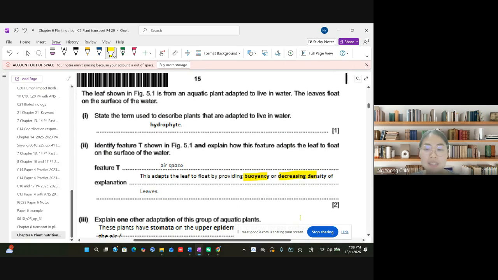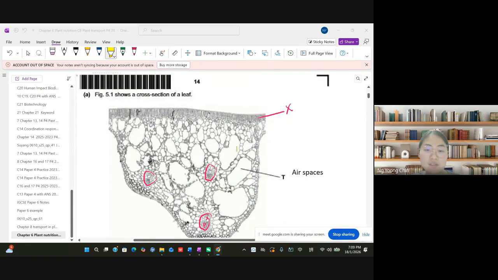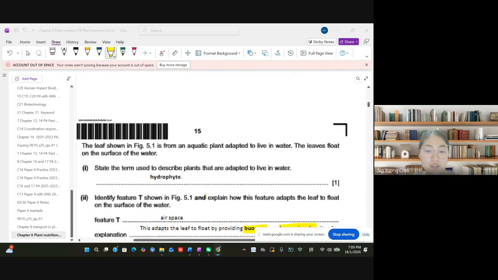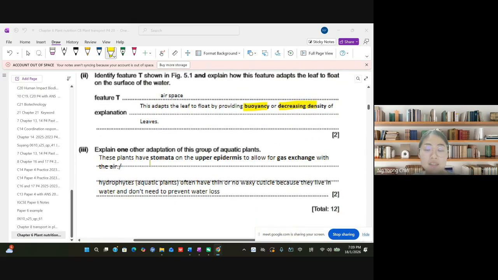And then, okay, explain other adaptations of this group of aquatic plants. This hydrophyte consists of what kind of adaptations other than the airspace? What do you think? Oh, so you can say that there's stomata. Because the plant living in the water is different from the plant living on the land. Previously, we usually studied the terrestrial plant. Okay, the terrestrial plant refers to the plant that just lives on the land.